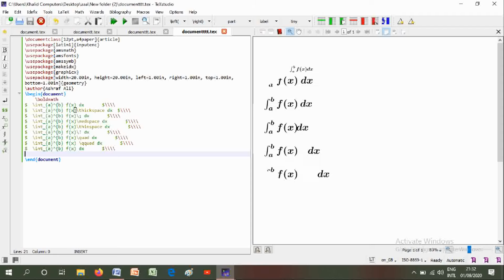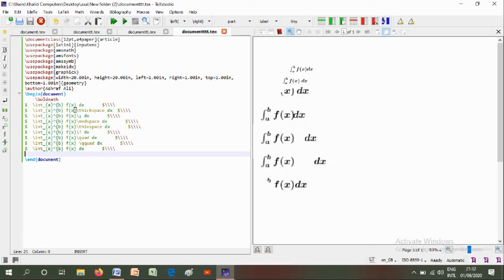Here is negative space, meaning close to f of x dx, and here is backslash quad, and below is backslash qquad. Here the space between is very large.